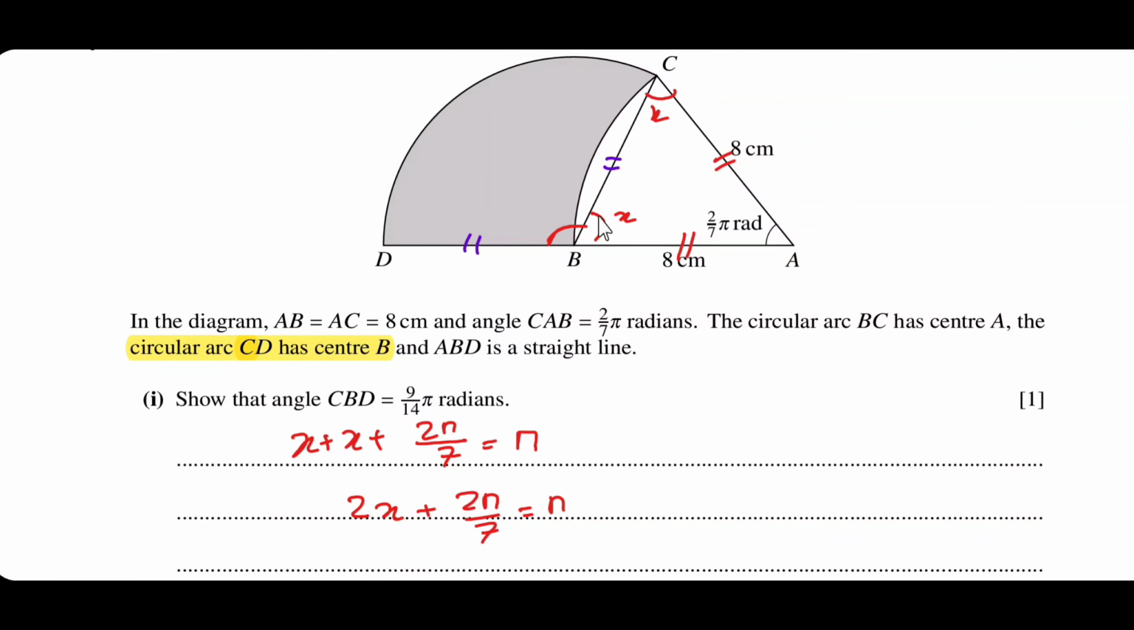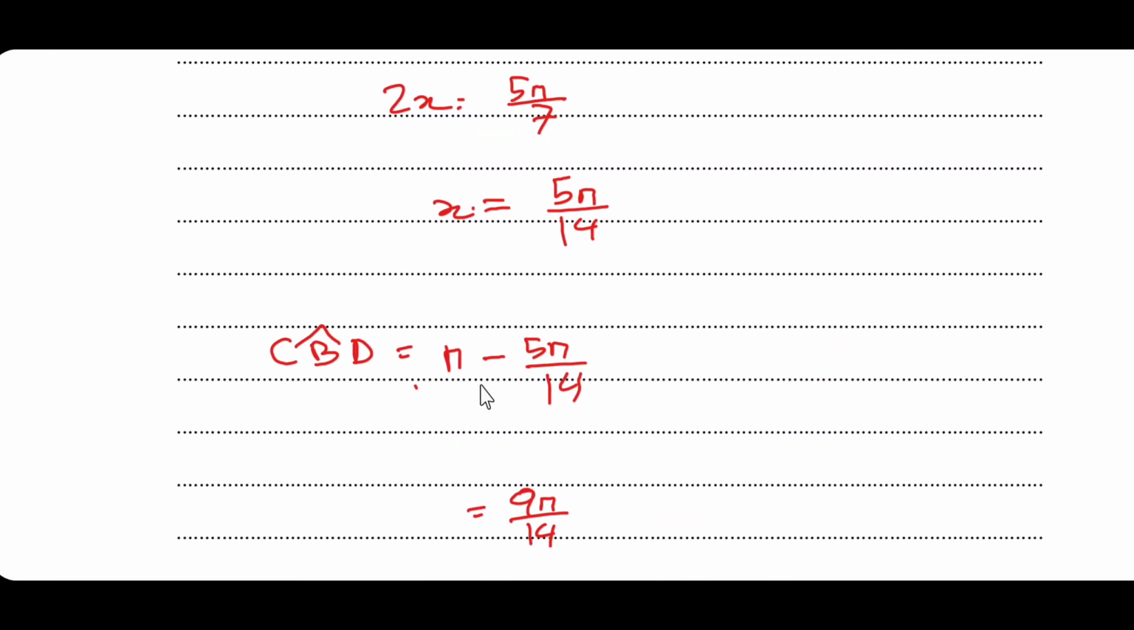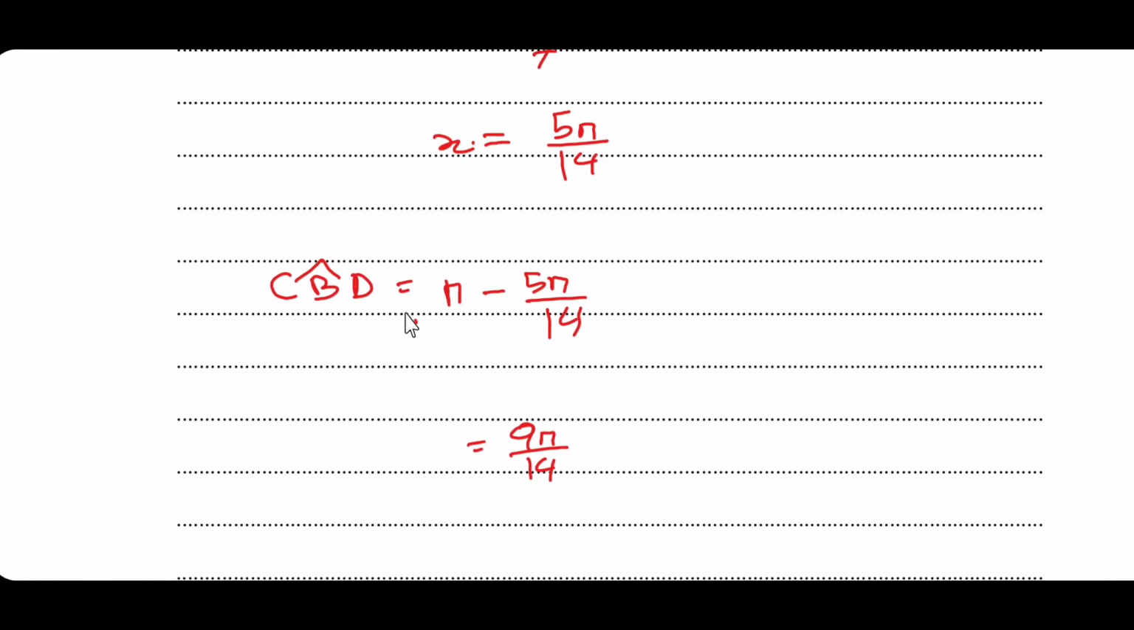Since we know the value of this angle as 5 pi by 14, and we know the total angle is pi, that is 180 degrees, since it is a straight line, pi minus this angle would give our answer, that is CBD, which is 9 pi by 14.